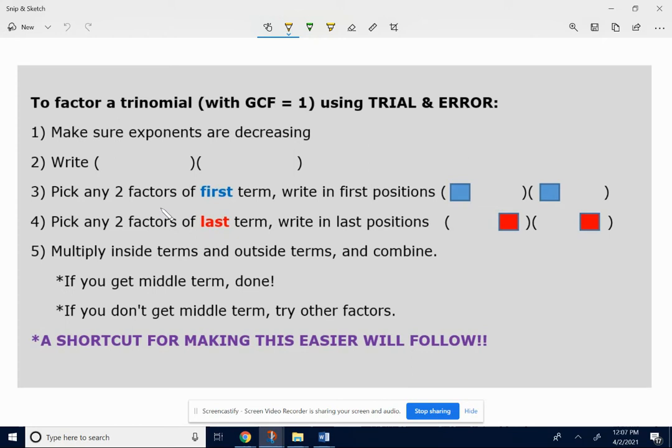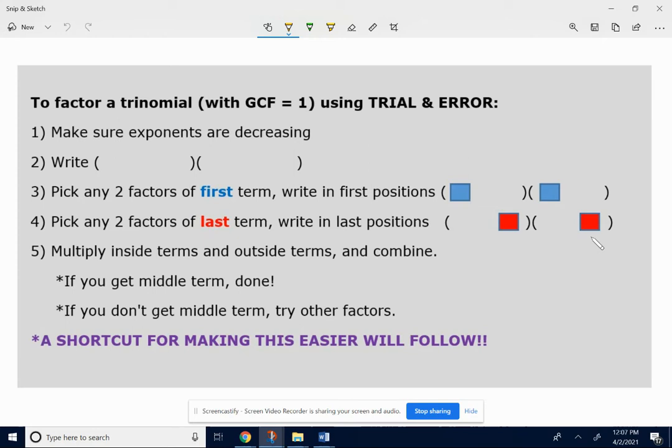Take your first term, like 6x squared, whatever that is. Think about two things you could multiply together to give you that, and put them in the first positions. We're just trying some. Then think about two factors you could multiply together to give you the last term, and put them in the last positions in your parentheses. If you do that, your first and last are fine.